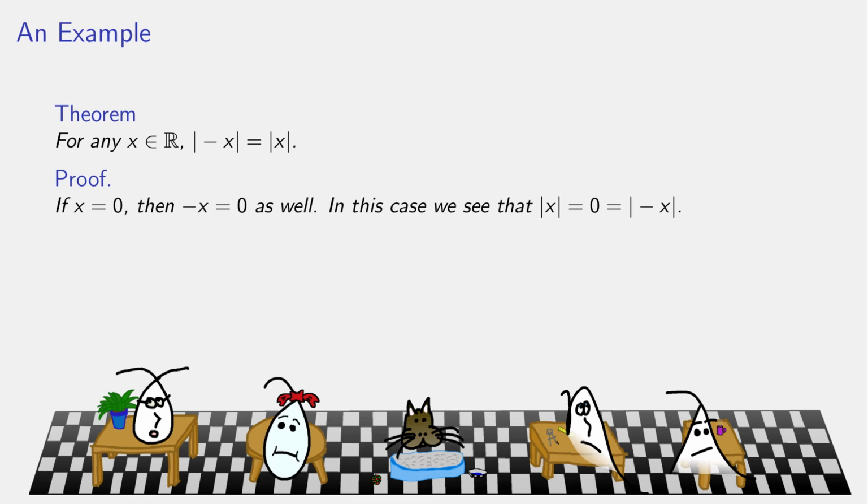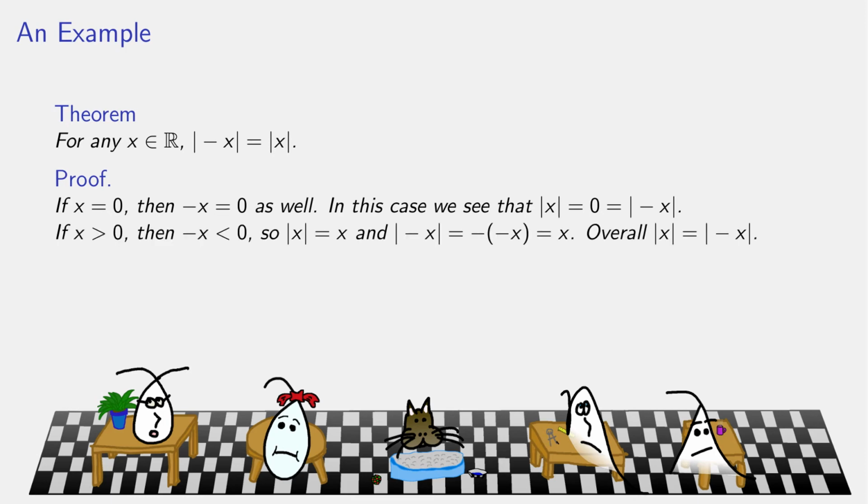Well, if x is 0, -1 times x is also 0. And in this case, yes, the absolute value of 0 is 0, which is the absolute value of -0, because that's still just 0. So if x happens to be 0, then the absolute value of x and the absolute value of -x are the same. Let's move on to the second case.